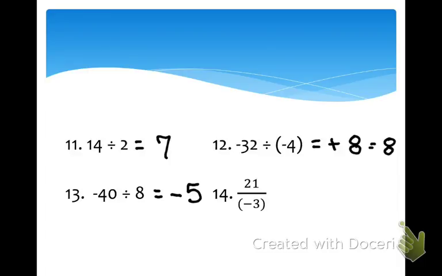Now that you have unpaused the video, we're going to work through it together. I see 21 is positive and negative 3 is negative. So they are different signs. That means my answer is going to be negative. 21 items into 3 groups gives me 7 items in each group. So my answer is negative 7.